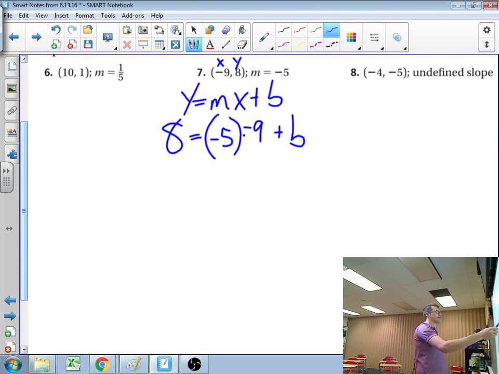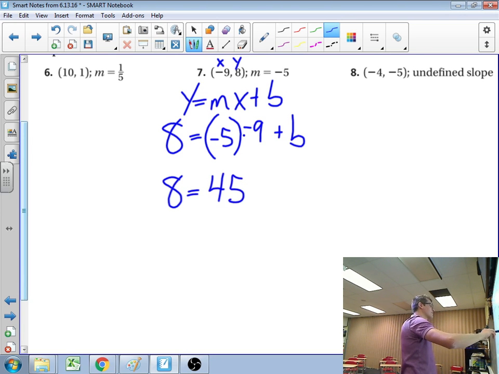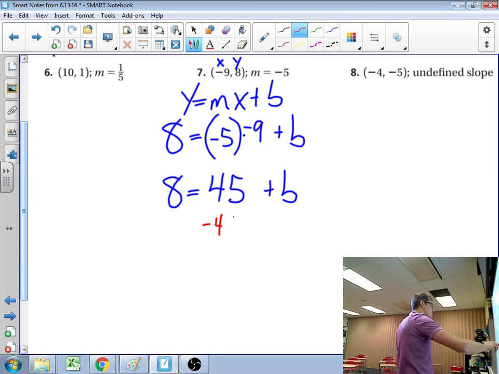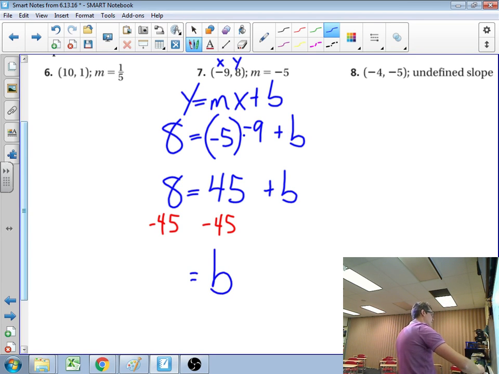So -5 times -9, I know that a negative times a negative makes a positive. 5 times 9 is 45. That's all plus b. So then, to solve for my b value, just get rid of that 45 from the b. Now, some people still have issues with adding and subtracting positive and negative numbers.